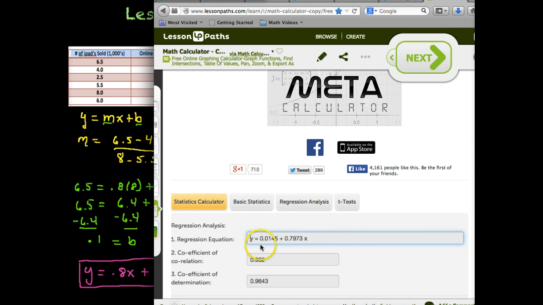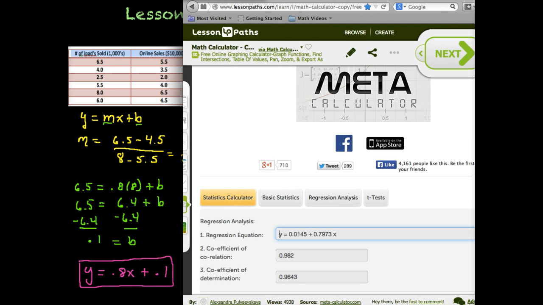Notice we end up with a regression equation as well as a coefficient of correlation, which is our correlation coefficient. So let's see how close we were. Well, notice we have 0.8x and they have, oops, this is reversed. I didn't notice that. Notice they have 0.7973, which rounds to 0.8x, which is very close to ours. For our y-intercept, they have 0.0145 and we have 0.1. So you can see that our estimate by hand of our line of best fit was actually very close.